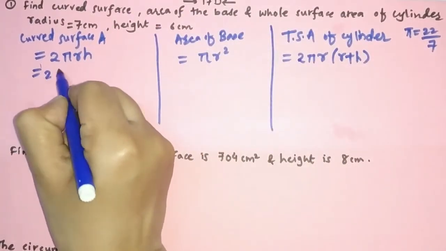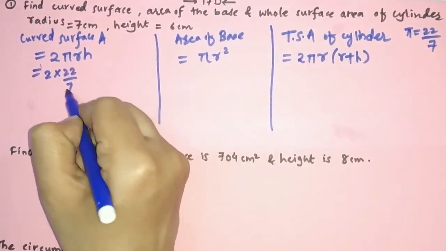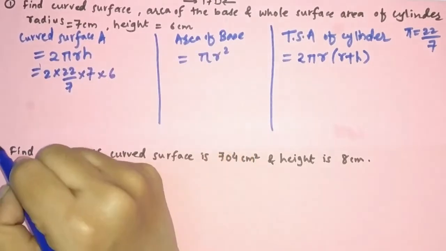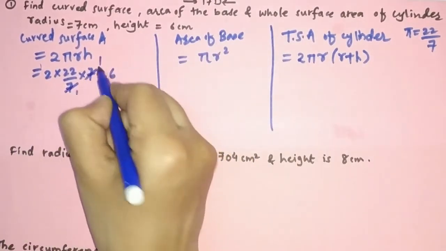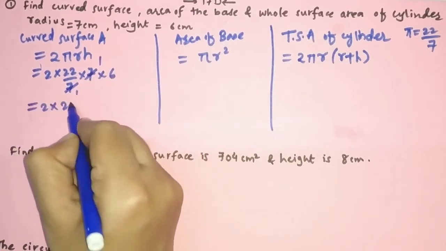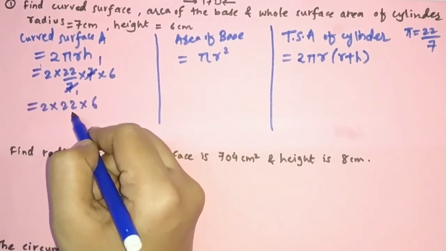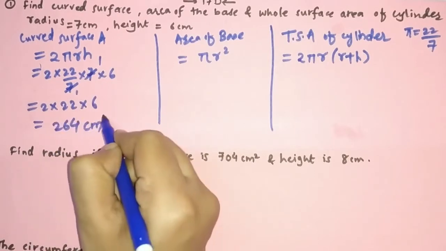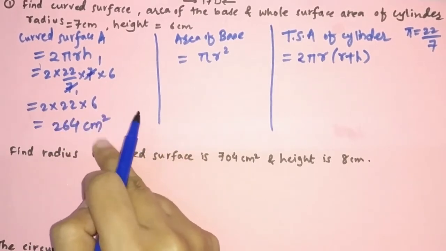So we'll write down 2 into pi's value, 22 upon 7. Radius is given 7. Height is given 6. So this 7 and 7 we can cut, 2 into 22 into 6. So we get here 264. And it is area, so square units.